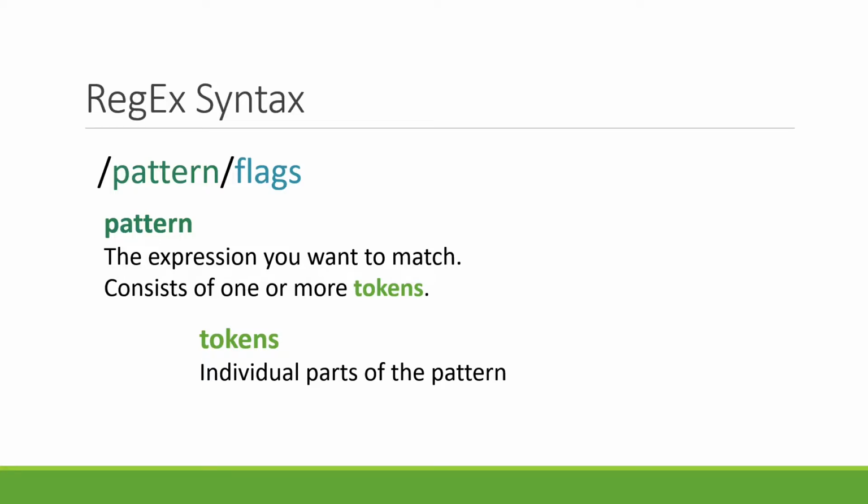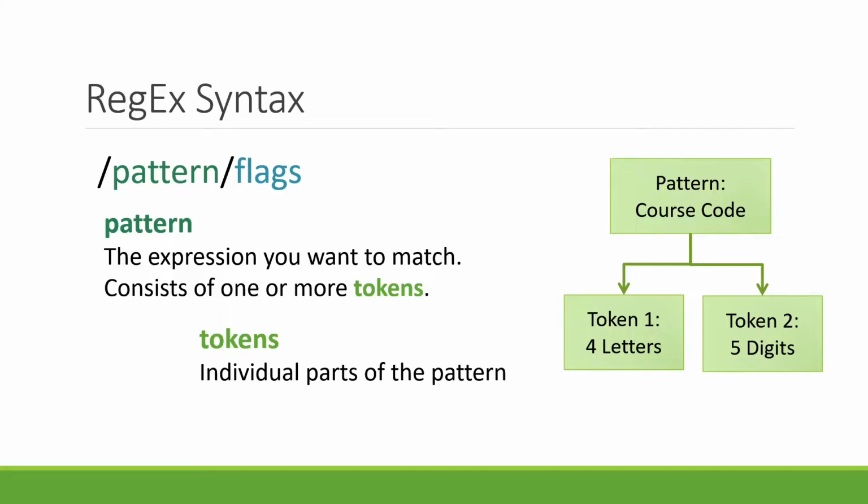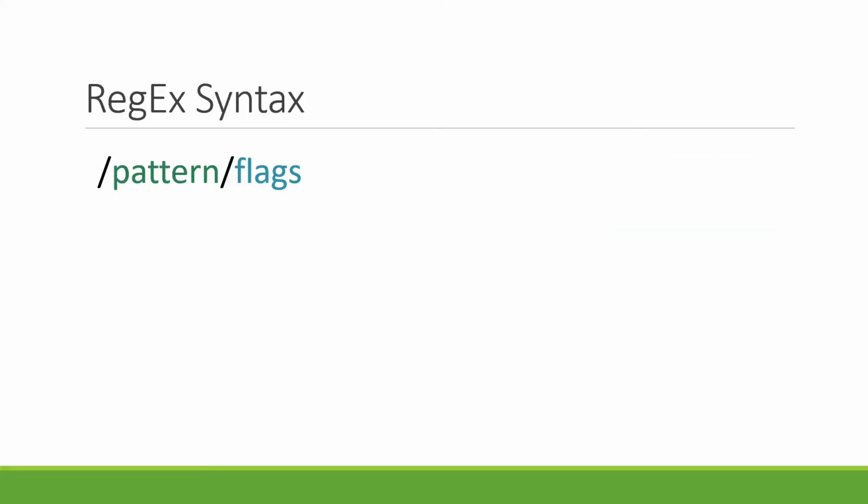So for example, if you had a college course code that requires exactly 4 letters followed by exactly 5 digits, then you might have a pattern that consists of 2 tokens. One that says there needs to be 4 letters and a second token that says there needs to be 5 digits. Don't worry right now about how we're going to tell it 4 letters and 5 digits. We're going to get there. We're just taking it slow. So the flags area is where you then identify any settings that you want for the expression.